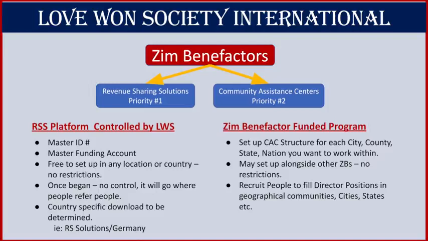Loved One Society does not have any charges or fees or anything. It's free to set up in any location or country, no restrictions at this point in time. Once again, there's no control. It will go where people refer people. So once you started your master ID number and you start having people register, you have no control over what takes place.